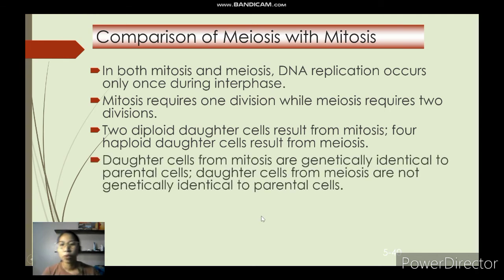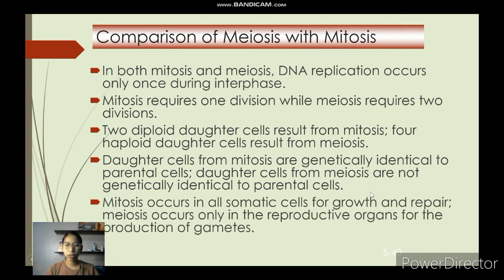Daughter cells from mitosis are genetically identical to parent cells. Diba? Sa mitosis, same lang ang genes nga madala gikan sa katong parent is same sa ihang offspring. Whereas, ang daughter cells sa ato ang meiosis, kay lahi siya. Lahi man siya, kaya na atong mga crossing over and independent assortment.